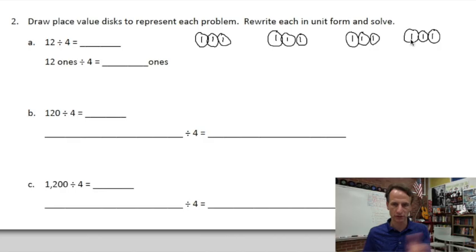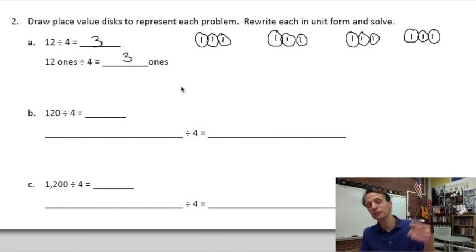So how many donuts did each of the 4 people get? See, 12 donuts, right? 4 people. 1, 2, 3, 4. And they each got 3 donuts. That's our solve. Now, rewriting it in unit form means we have 12 ones, 12 donuts, divided into 4 equal groups. There are 3 donuts in each group, 3 ones.